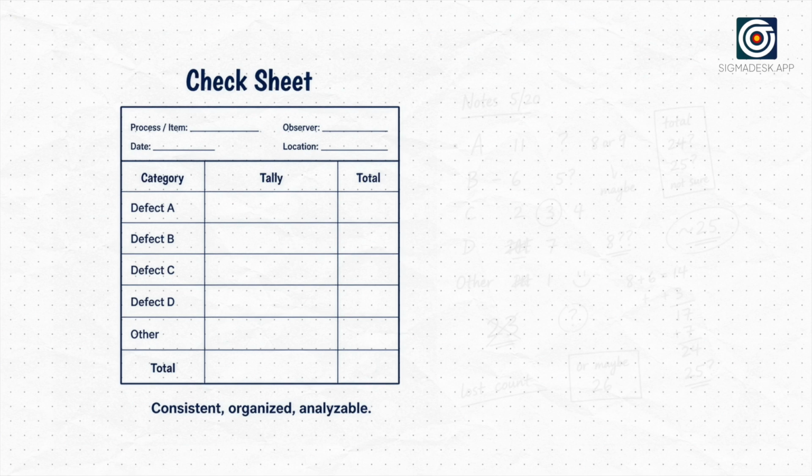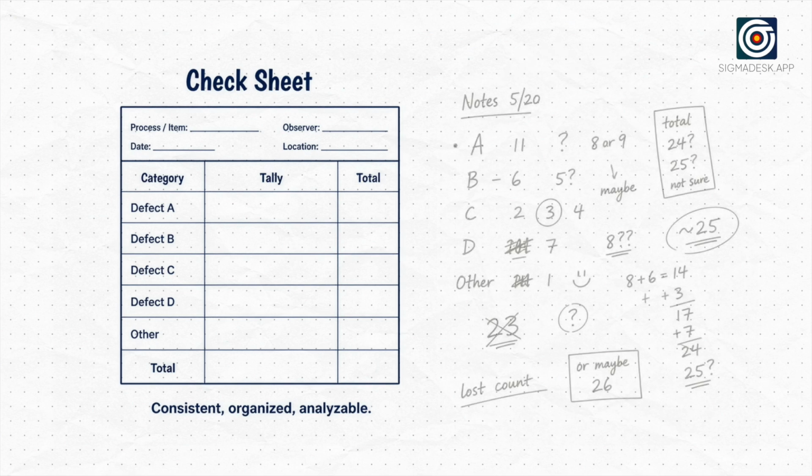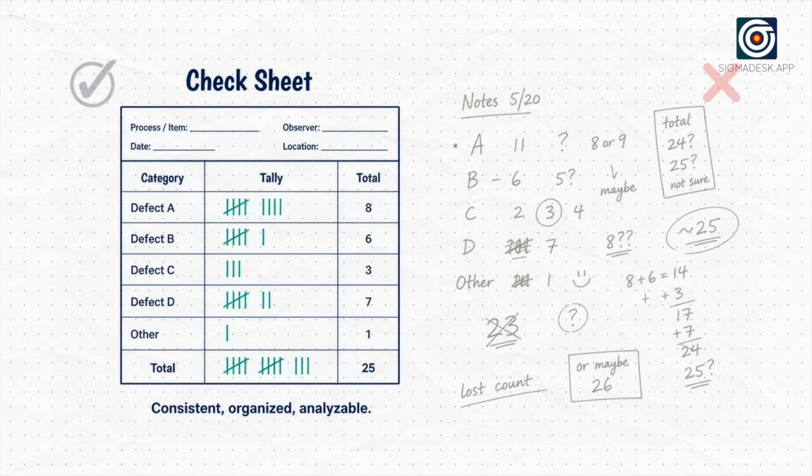A check sheet is a structured form used to collect and record data in real time at the location where the data is actually generated. It makes data collection consistent, organized, and easy to analyze. Rather than scribbling observations on scattered notes, you give every operator the same form, designed around the specific question you are trying to answer. The result is reliable data that everyone records in exactly the same way.